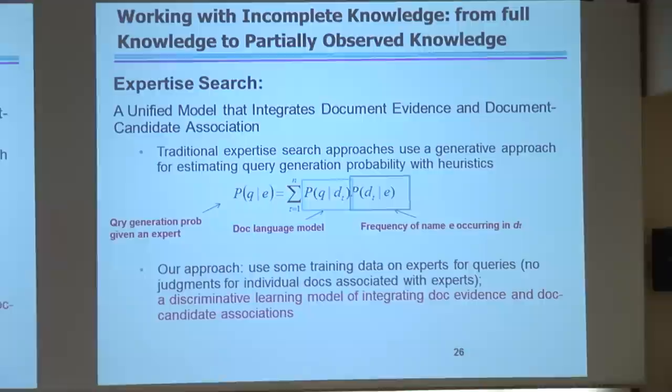This actually provides a pretty strong baseline with careful engineering tuning. However, the issue is that this is a generative model. It has to follow these kinds of generation assumptions, like multinomial distribution assumptions, and it's not easy to incorporate different types of features into this framework. And our approach is we designed a discriminative model for integrating the document evidence and the document author or document candidate association into a unified framework.